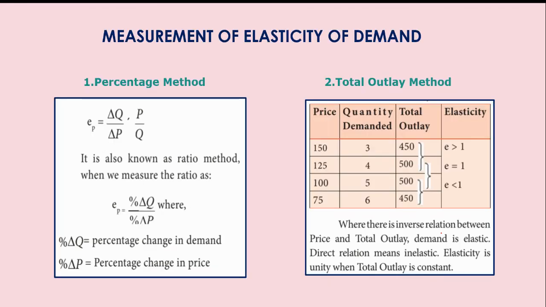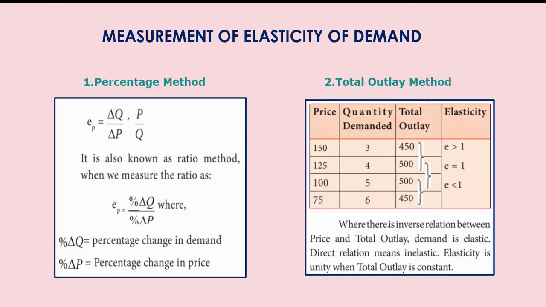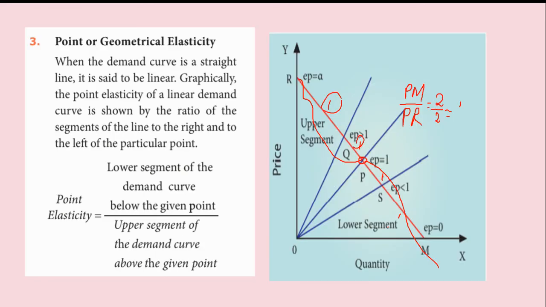So, measurement of elasticity of demand. Under this, I taught you 3 things: the ways in which elasticity of demand can be measured. There are 3 methods of measuring price elasticity of demand. The first method is called the percentage method. The second method is called the total outlay method. The third method is called the point or geometrical elasticity method.